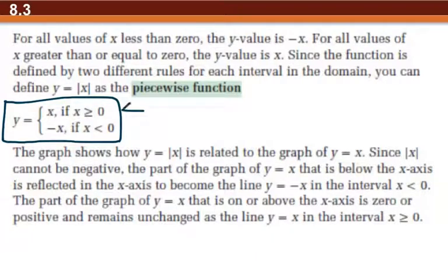The first definition, y equals x, if x is greater than or equal to 0. Meaning, greater than or equal to 0 on the x-axis, that piece of the function did not change. It stayed where it was when we applied the absolute value. This other piece, where y equals negative x, if x is less than 0, tells us that we actually took and changed the sign, negative x, for everything less than 0, everything on the left side of the x-axis.